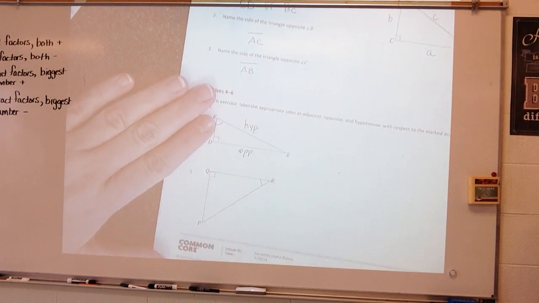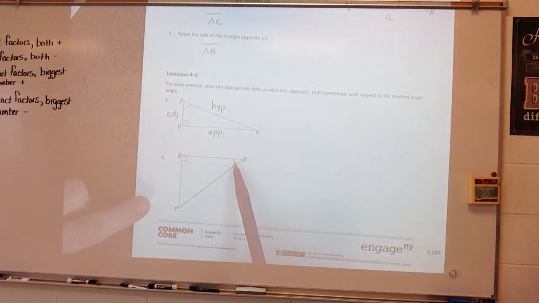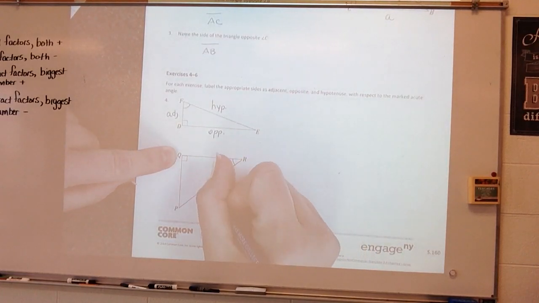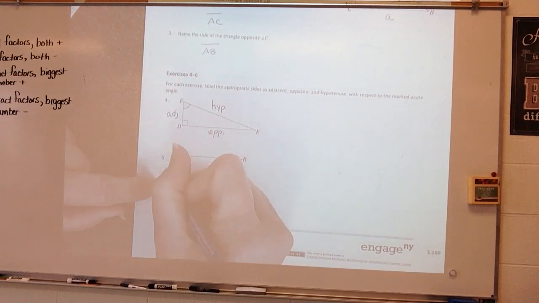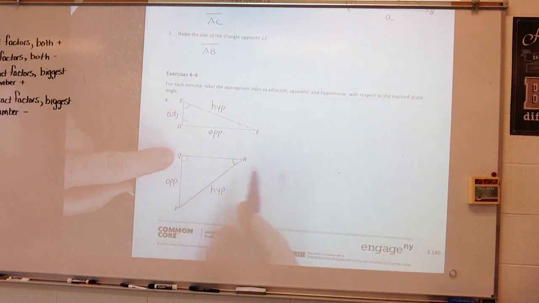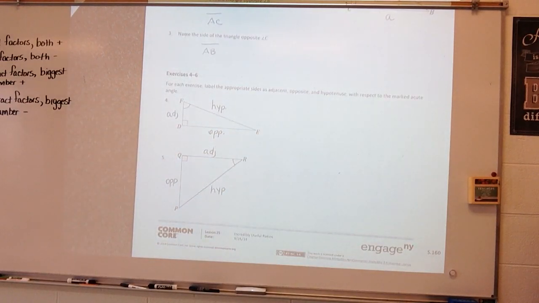Let's look at number 5. Number 5, we've got in reference to the angle R. Hypotenuse, straight across from that right angle. So here's my hypotenuse. The side opposite of angle R is QP. And the side that is adjacent to angle R, or that side that helps form angle R, is QR. All right?